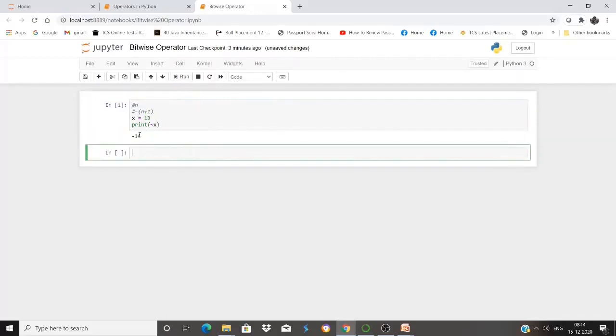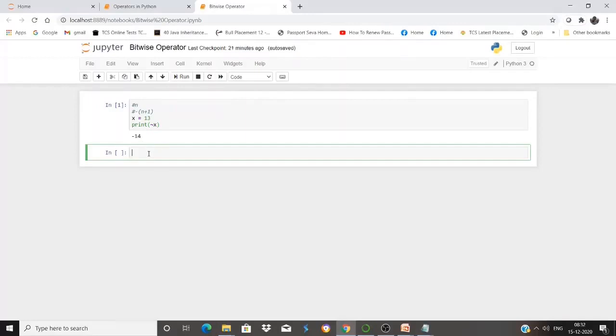As I just mentioned, if the input is n, so here n is 13 or x is 13, the output will be minus of n plus 1, or minus of x plus 1, whatever you want to say. So the output here should have been minus of 13 plus 1, that is minus 14, and that's what we have got as the output. So this was the one-liner formula to find out the result of the bitwise complement operator. Now we will discuss how it is actually working behind the scenes.